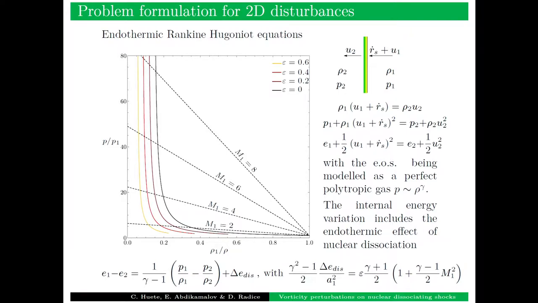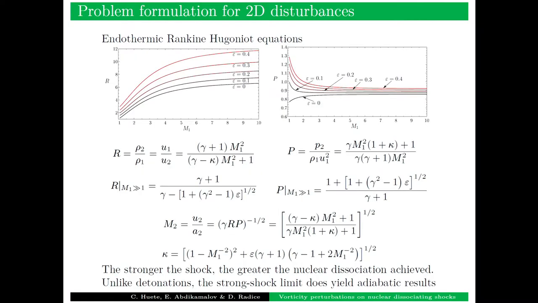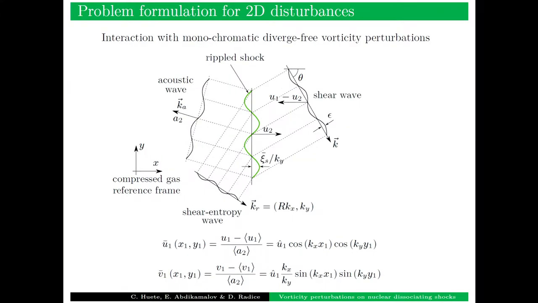So the final conditions is the intersection of this Rayleigh line with the corresponding Rankine-Hugoniot curve, but for every different dissociation parameter. So for our case, the problem reduces to how this turbulence is affected when we are at a different Mach number and in a different dissociation degree. So that's the problem to solve.